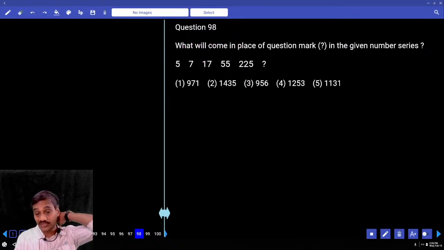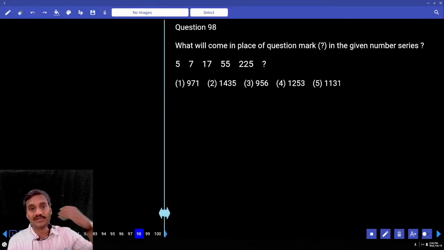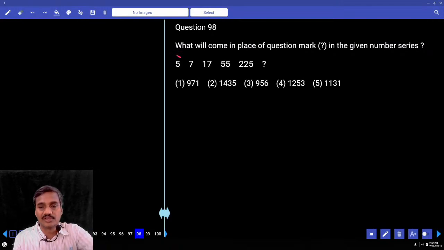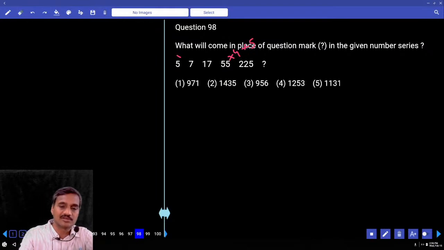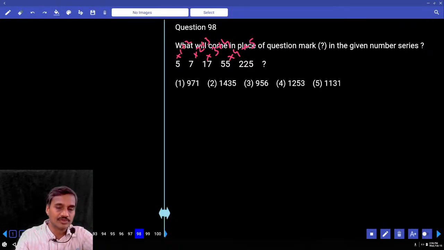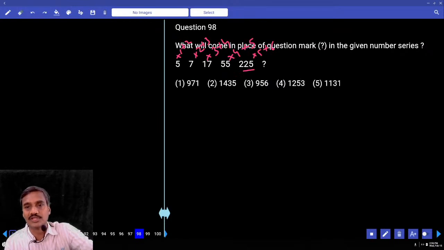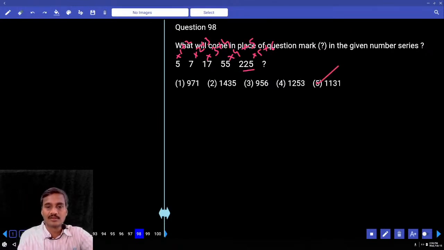Then 98. In this 98, the series starts at 5, 1400, 1200, 1100. Hence it comes under the category of combination. Here 55 and 225: 55 into 2 is 110, 110, 220. And into 4 plus 5, into 3 plus 4, into 2 plus 3, into 1 plus 2, 1, 2, 3, 4, 5 plus 6. 5 into 5 is 25, plus 1. The last digit must be 1. 225 into 5 must be more than 1000. Choice 5, question number 98.